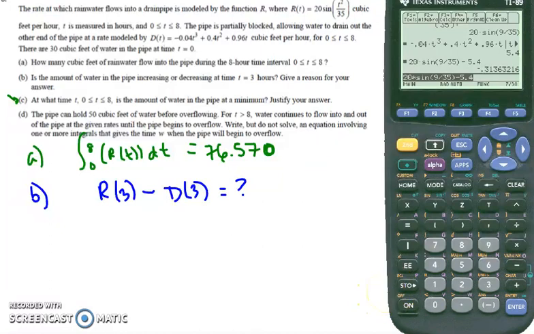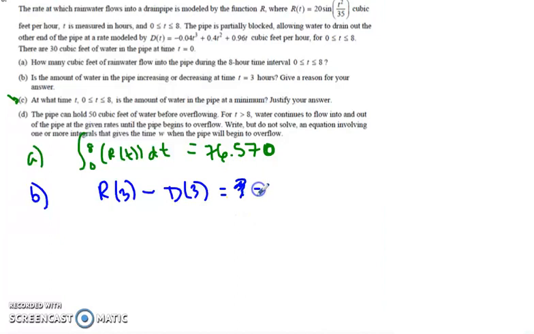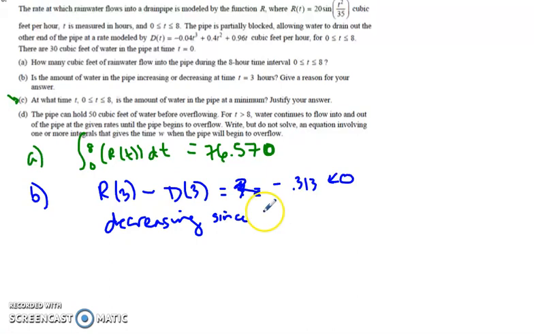0.313. So since this is negative 0.313, since that is less than 0, the amount of water in the drain pipe is decreasing at time equals 3. Since basically R of 3 minus D of 3 is negative.